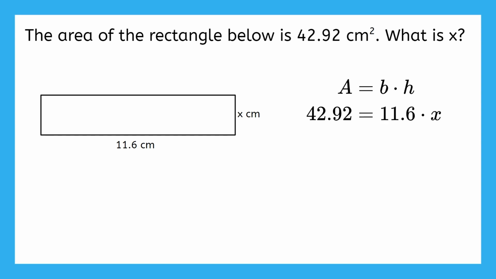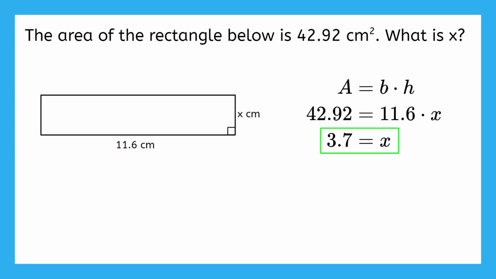Yes. Since x is the other side length of the rectangle, it's the perpendicular distance between the base and the opposite side. Now we have an equation that we can use. Pause the video here and solve for x now. You should have divided both sides by 11.6 to get a final answer of x equals 3.7. Since the side length in the rectangle was presented as x centimeters, we don't need to add a units label to our answer for x, so let's leave it like it is.